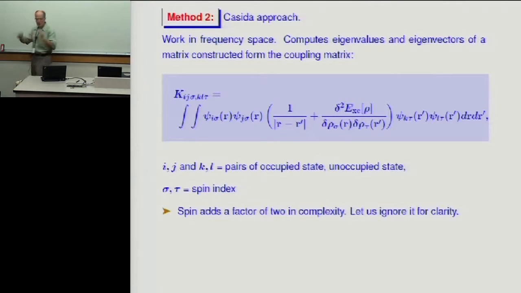And so it's a large matrix. It's indexed by pairs of one occupied and one empty state. And of course, you can see that this is going to be expensive to compute. This matrix is going to be very expensive to compute.